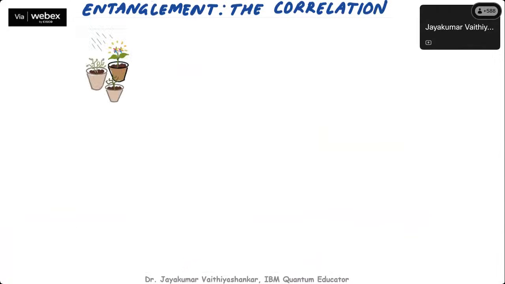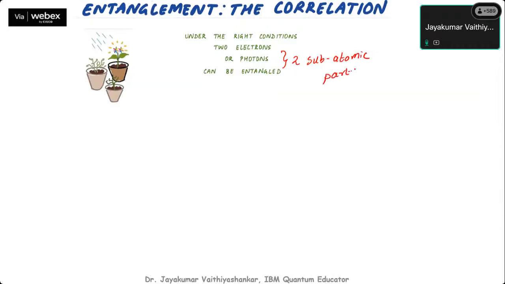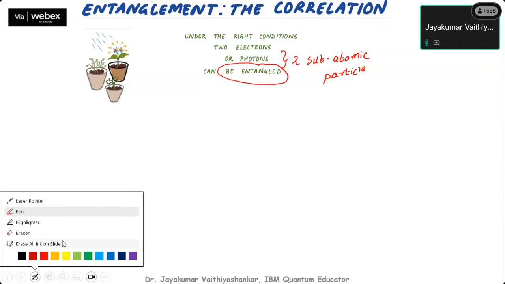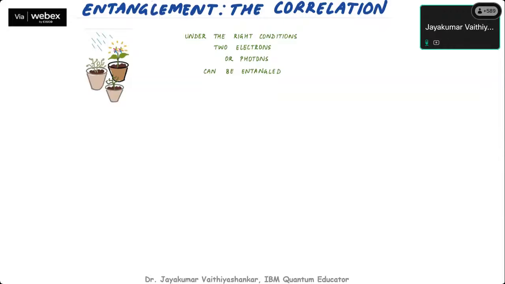And try to look at entanglement. Entanglement is a strong correlation between two quantum particles. Look at this example. Under the right conditions, only this plant will go to its full potential. In the same way, under the right lab conditions, you can take two electrons, or two photons, or any two subatomic particles, and you can create strong correlation among them. Then you can say it is an entangled particle. So this process is called entanglement. So what is the meaning of entanglement? There is a strong correlation among two or more particles.